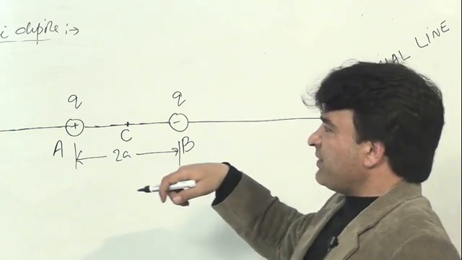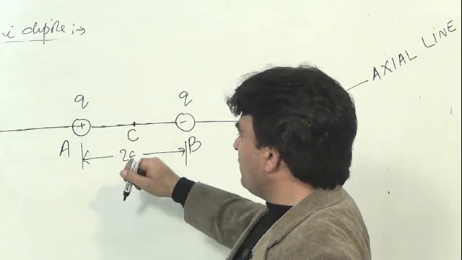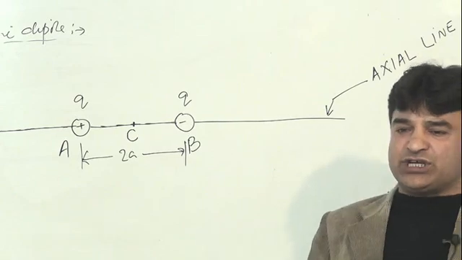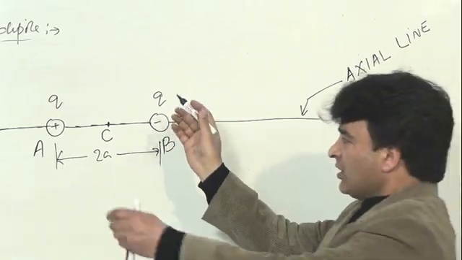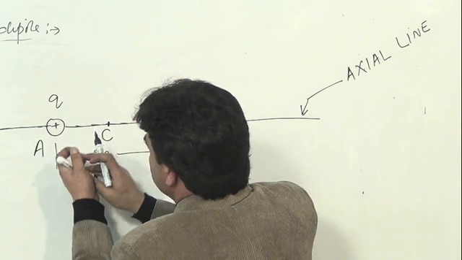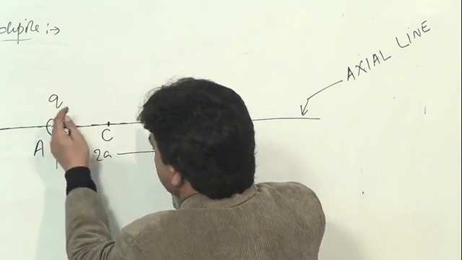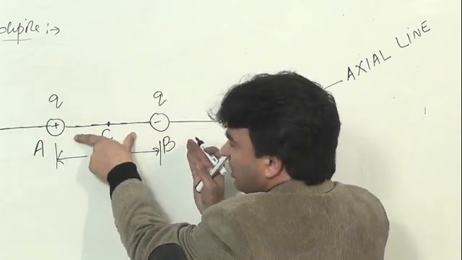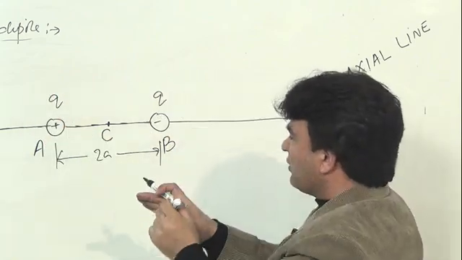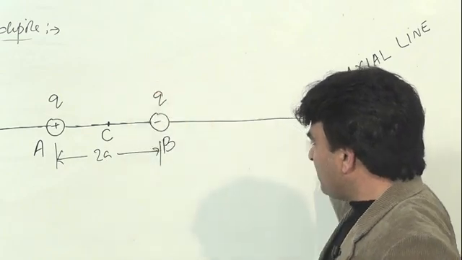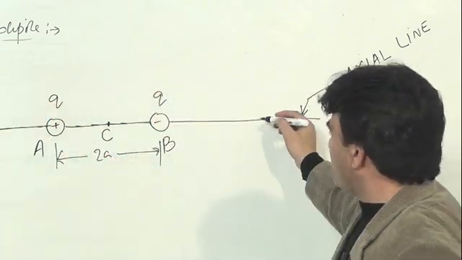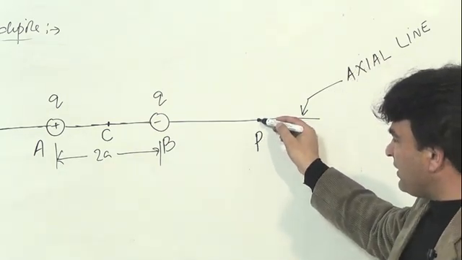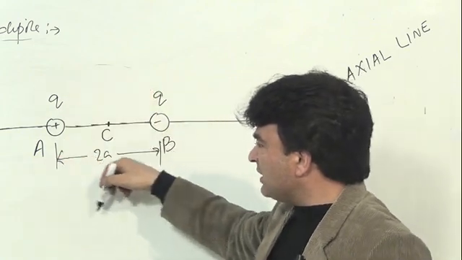Now, we are interested to find electric field intensity due to electric dipole at any point on this axial line, but except between the two charges. Except between the two charges means this region, between plus Q and minus Q, we have to not consider any point. We have to consider a point either away from B or away from A. Let us take the point here, P, where we are interested to find electric field intensity due to this whole electric dipole.